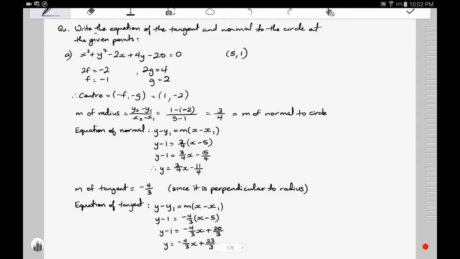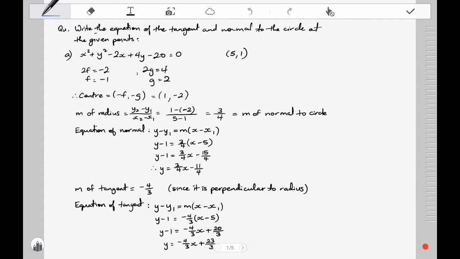Hi, good day. Alright, so we're going to look at some questions on finding the equation of the tangent and the normal to the circle at a given point. So here we have an equation of a circle, x squared plus y squared minus 2x plus 4y minus 20 equals 0. We are asked to find the equation of the tangent and normal at this point here, (5, 1).